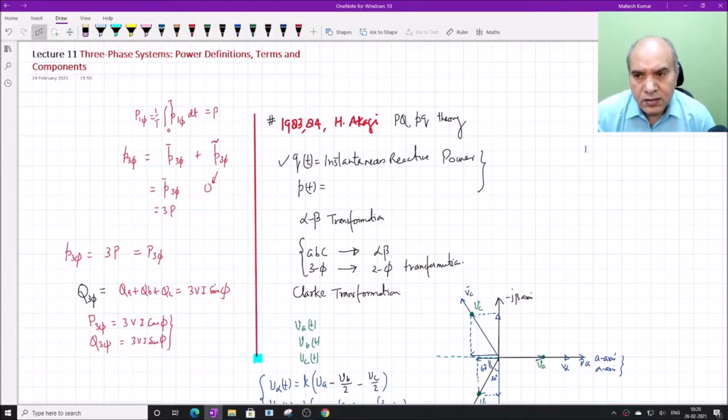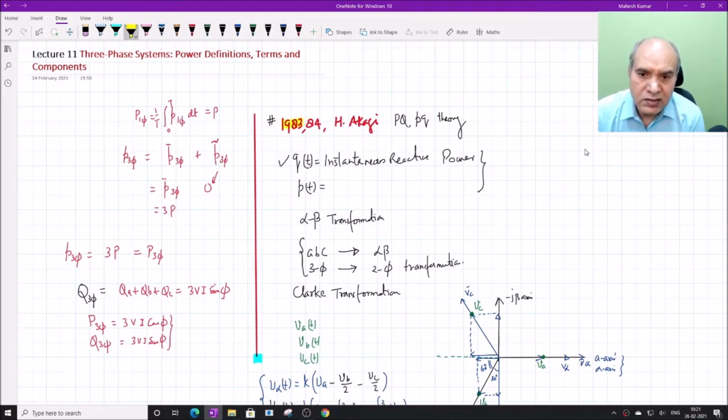And in this lecture we will discuss an interesting term for the reactive power called instantaneous reactive power. Based on this power there is development of a theory called instantaneous reactive power theory. I have indicated this point in the previous class also. In 1983-84 Akagi and his group proposed the instantaneous reactive power theory. According to this theory, we define a term called instantaneous reactive power.